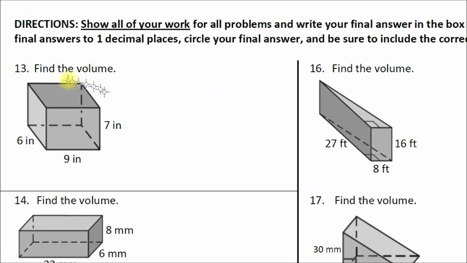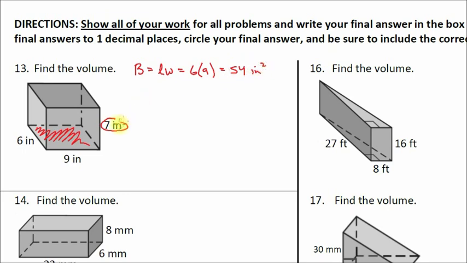So let's go ahead and go to the first one. I'll do this one with you and then you can work on 14 and 15 on your own. So here we go. Find the volume. This is a rectangular prism. I'm going to go ahead and just pick the bottom as my base, which means 7 inches is my height. Remember our strategy, we're going to find the base area first, which is length times width. That is going to be 6 times 9, which is equal to 54 inches squared.